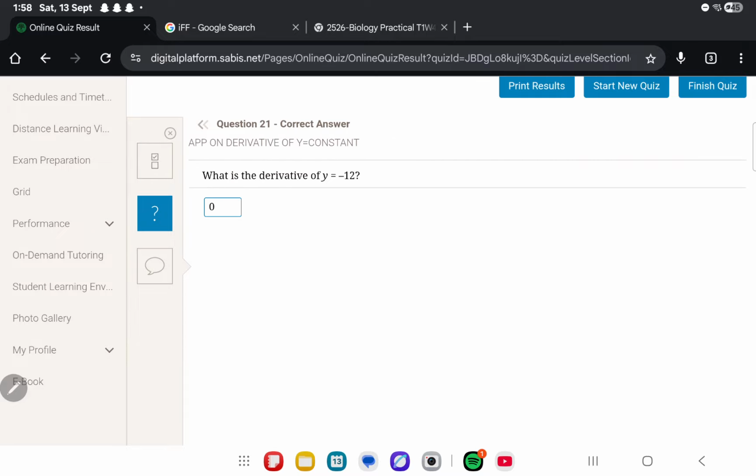21, which is the last question. What is the derivative of y equals negative 12? Whenever you have a constant, y equals k, no x, no nothing, then y prime is going to be 0. That's the rule here. And this is the end of this quiz.